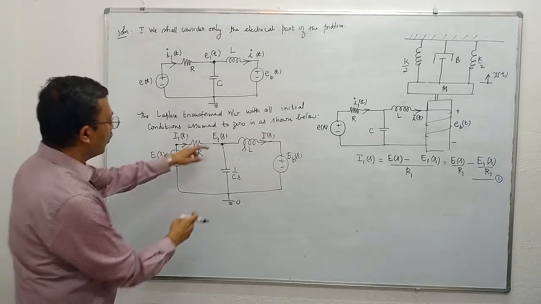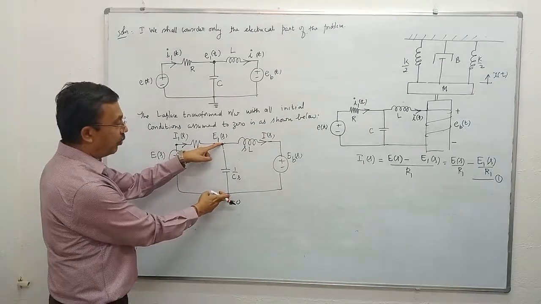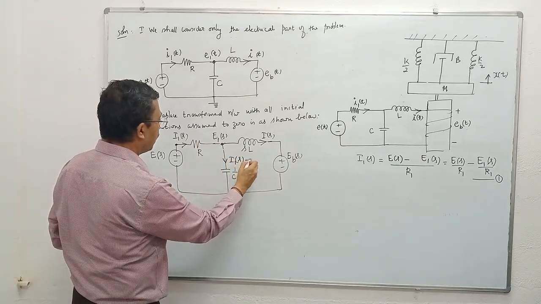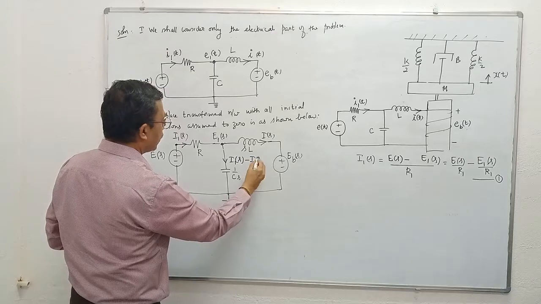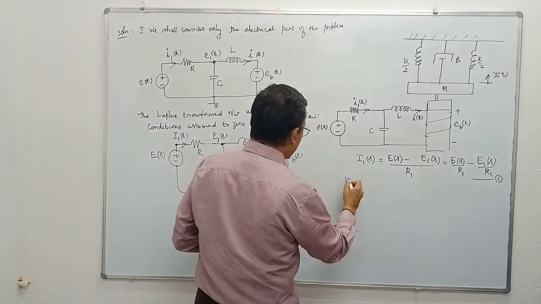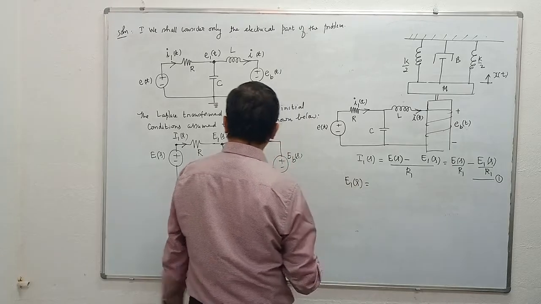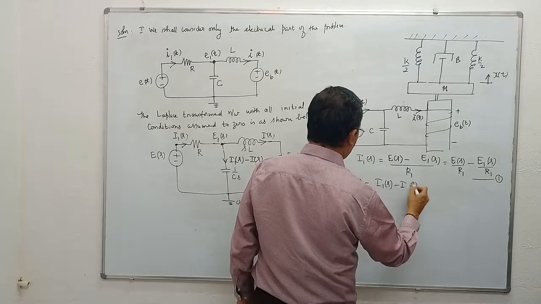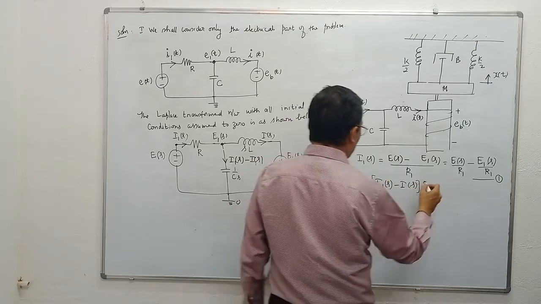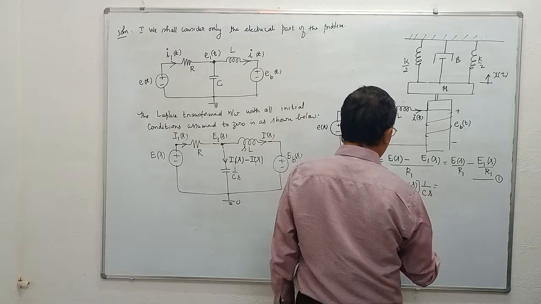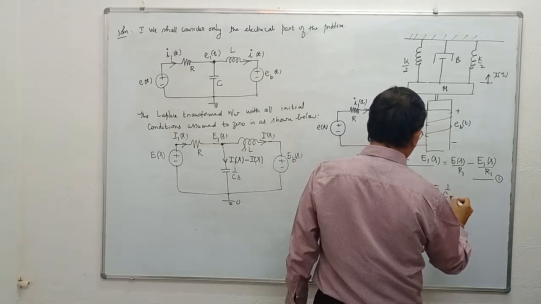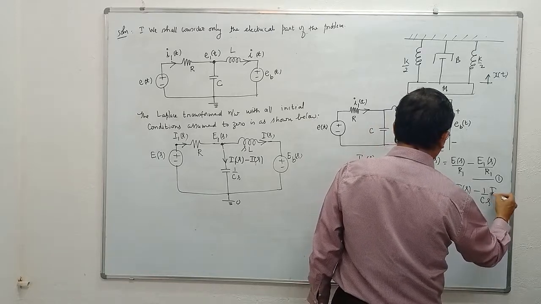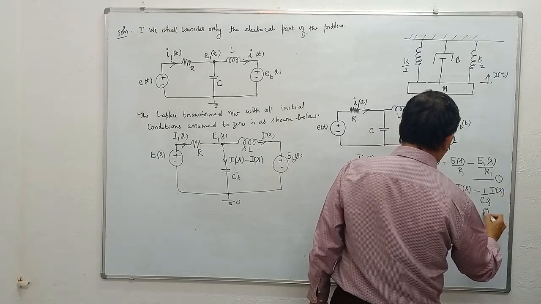What is E1(s)? E1(s) is the voltage drop across this capacitor. What is the current in this capacitor? It is I1(s) minus I(s). So E1(s) is equal to I1(s) minus I(s) multiplied by 1/Cs. So this gives 1/Cs into I1(s) minus 1/Cs into I(s). This I call equation number 2.